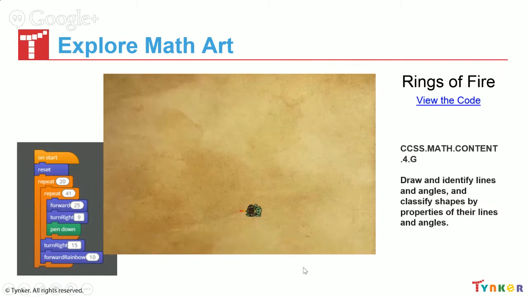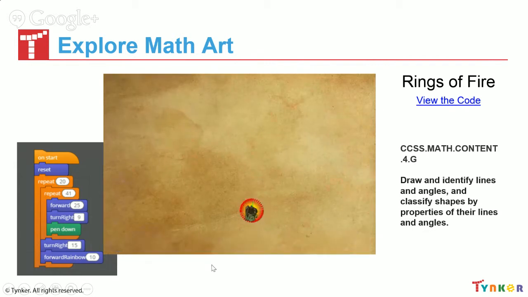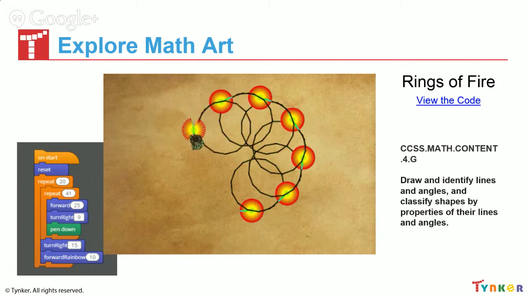All right, here's another example of how we incorporate math into coding projects. Math art is a wonderful way to get students to appreciate the artistic beauty of math. In this math art project, you can actually see with the code on the left that there are two nested repeat loops, one that creates a circle of a small diameter and one that creates a circle of a larger diameter, and that's what is creating the beautiful pattern that you see on the screen.